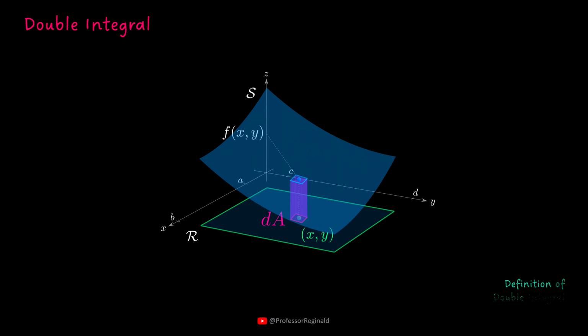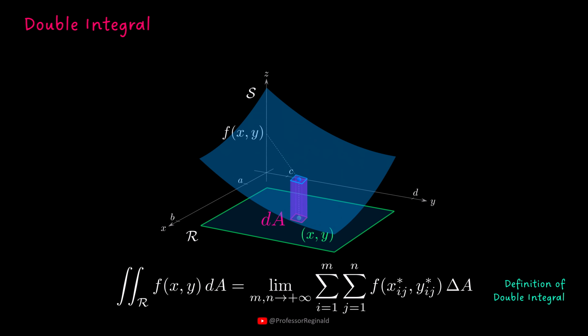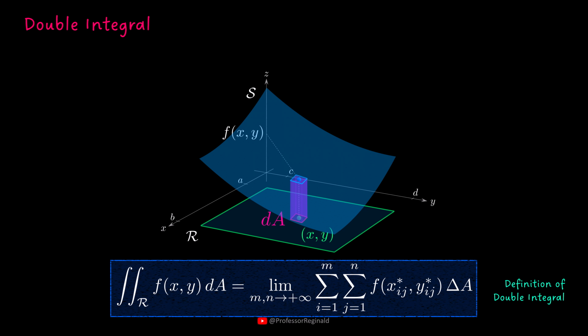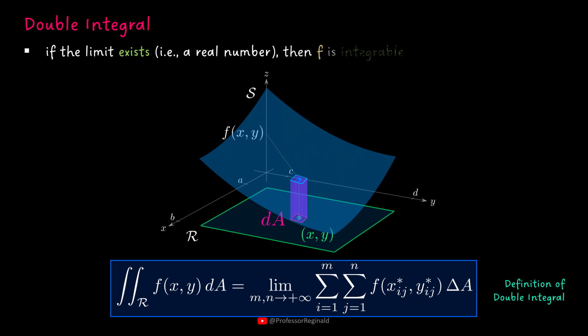Then the double integral of the function over the region of integration is the limit at positive infinity of the corresponding double Riemann sum. That is, the double integral is the double Riemann sum when the elements of the solid are very small. If this limit exists, it means that the function is integrable.